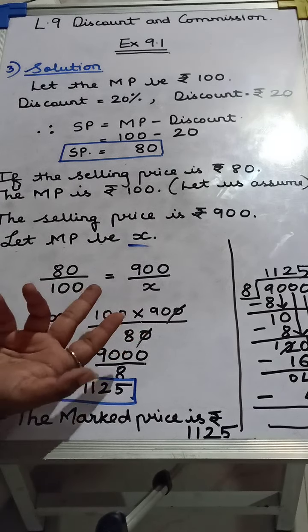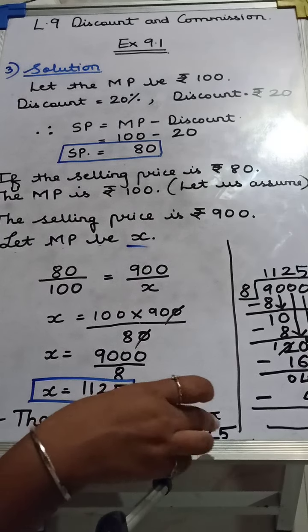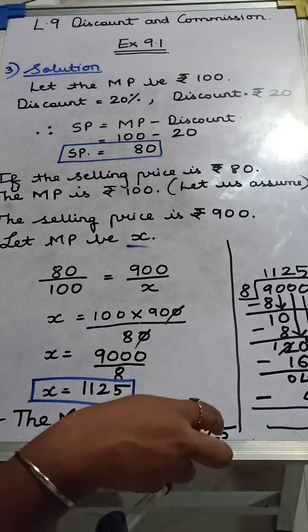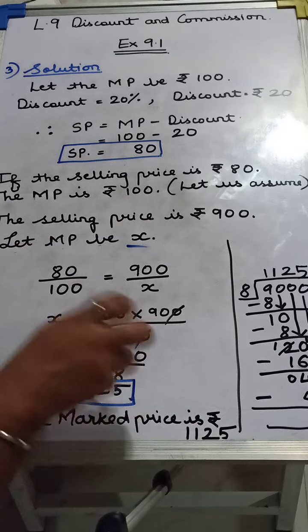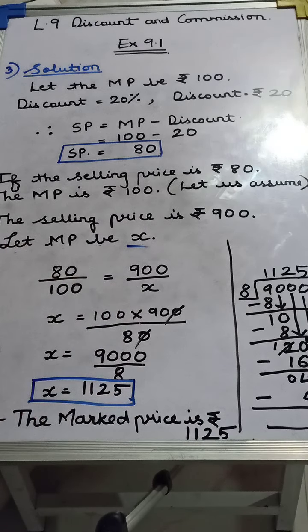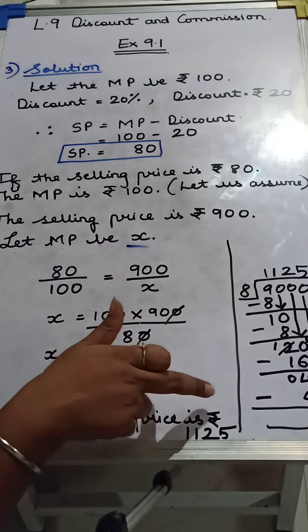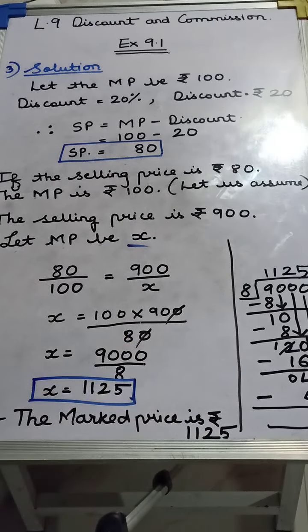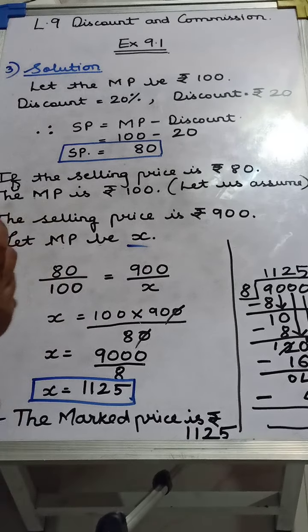It can be a normal number, but we don't want that. We want the amount. So rupees is compulsory. If you write in the exam only 1125, you will get the whole sum wrong. Why? Because it should be rupees 1125. Got everyone? Now this is the third sum that we have solved.